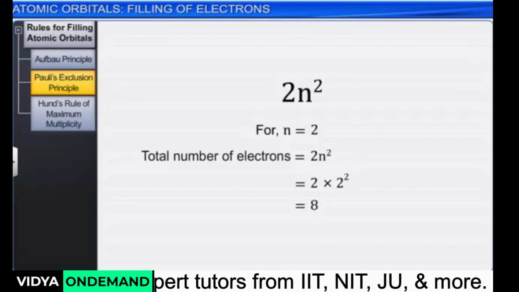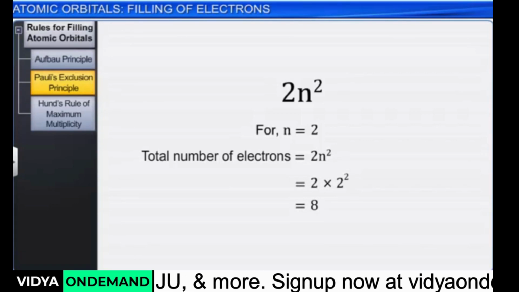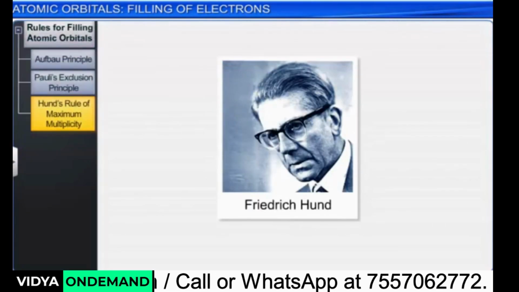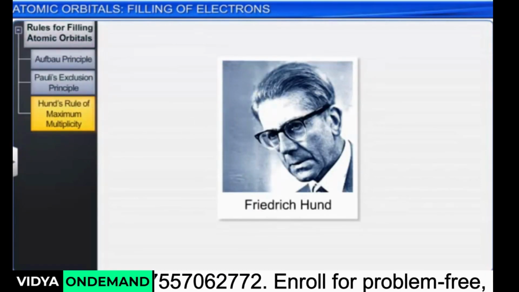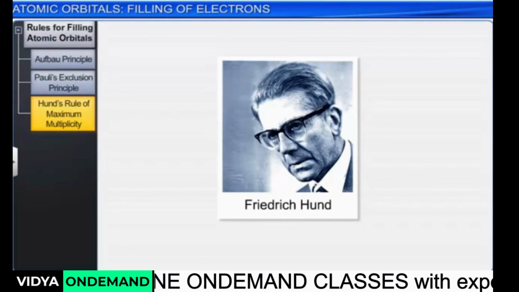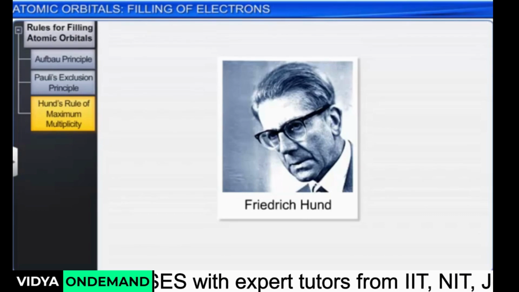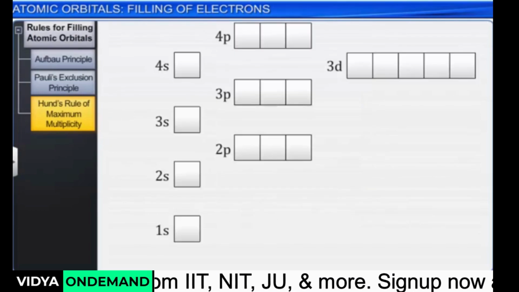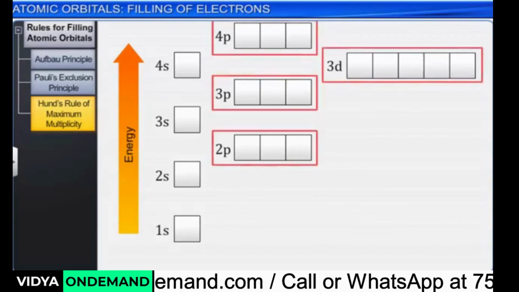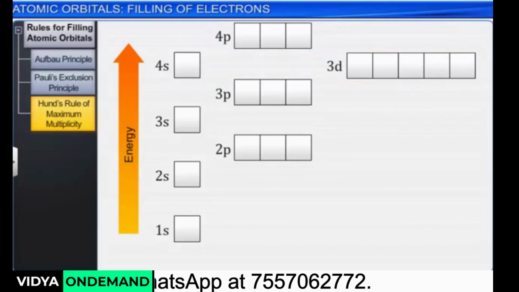The third rule of filling of electrons into the orbitals was proposed by Friedrich Hund. It is called the Hund's rule of maximum multiplicity. This rule helps in filling of electrons into the orbitals of the same subshell. The orbitals belonging to the same subshell have the same energy and are called degenerate orbitals.